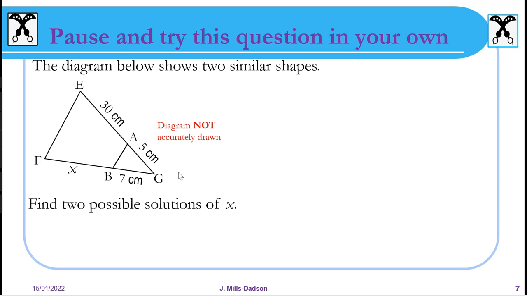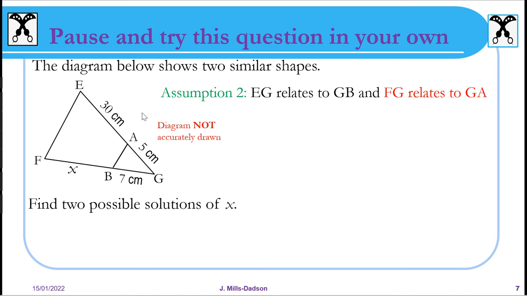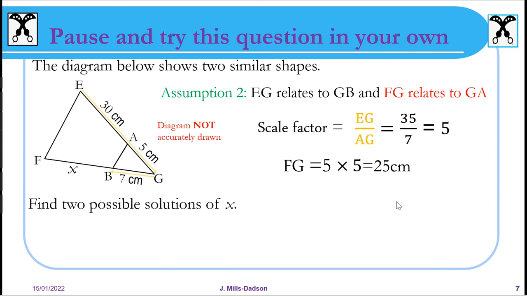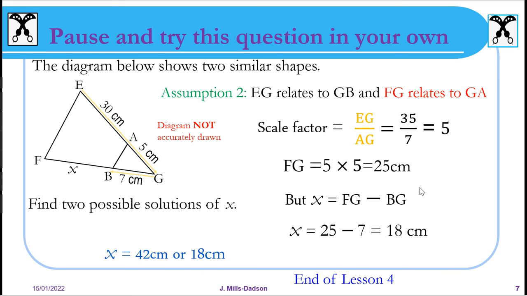Second assumption, EG corresponds to BG, and FG corresponds to AG. So our scale factor now will be 35 divided by 7. That gives us 5. And if we know the scale factor to be 5, to find FG, we are going to use 5 and not 7. 5 times 5 is 25. So full FG is 25. Take 7 from 25, 18. So the two possible solutions are 42 cm and 18 cm.